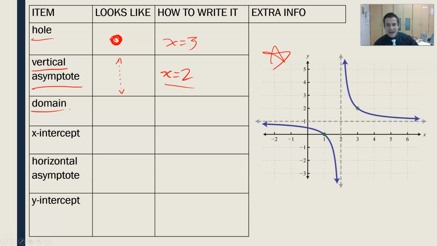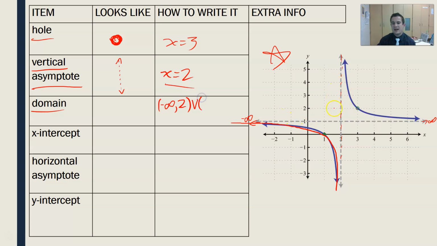Now, the domain is everywhere that the graph touches walking along the x-axis. So if I was to walk from the left all the way at negative infinity here, all the way to the right at positive infinity, at which of those x values does my graph touch? Well, you'll notice that the x value of 2, this asymptote, I get really close to it. So walking from left to right, my domain goes from negative infinity all the way up to 2, because this graph gets really close to 2, but it never actually touches 2. So I go from negative infinity all the way to 2.